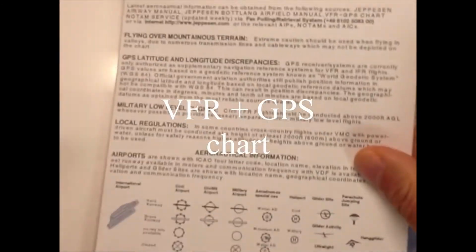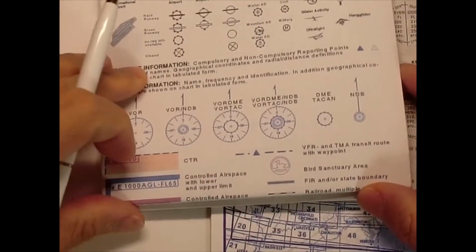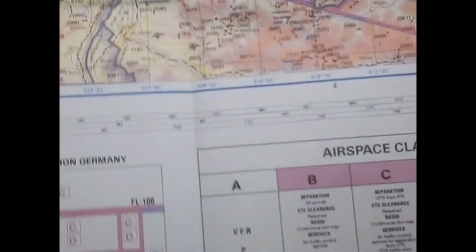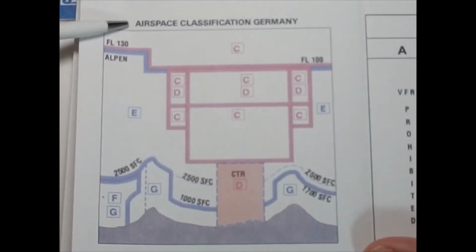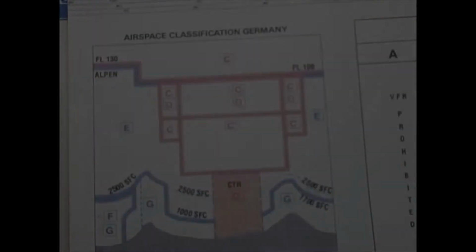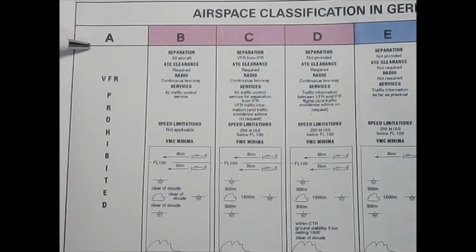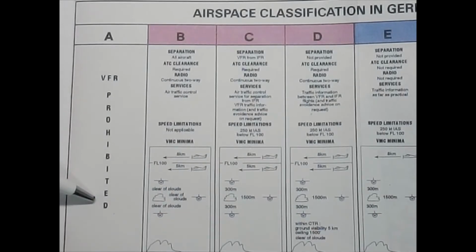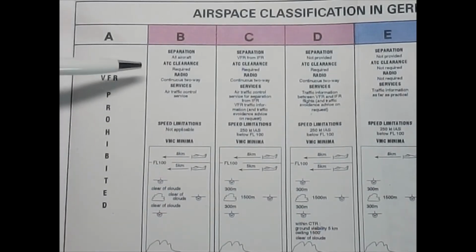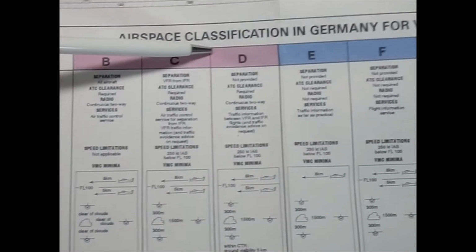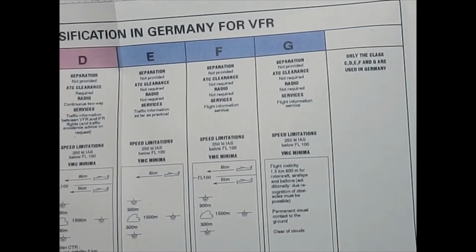On the VFR chart, we don't find that information on the cover page, but we do find it on the inside of the map. So there we have the airspace classification for Germany. In the VFR chart we also have more detail. For example, Class A airspace in Germany, VFR flights are prohibited. So what are all the requirements for Class B, Class C, Class E, F and G airspace?